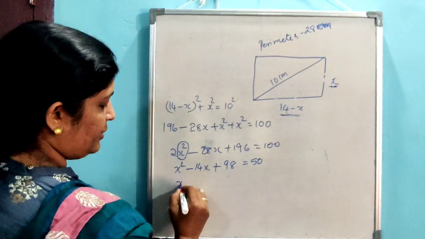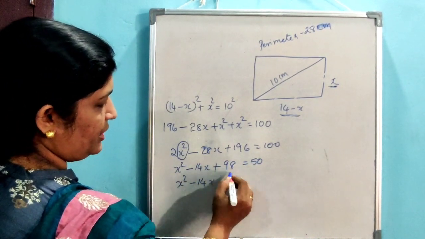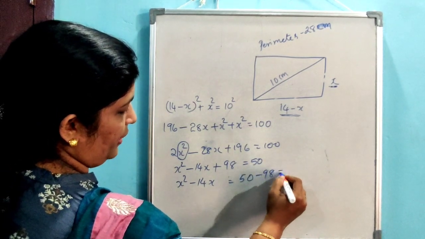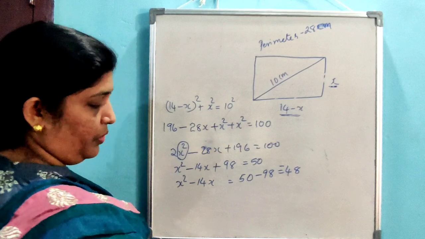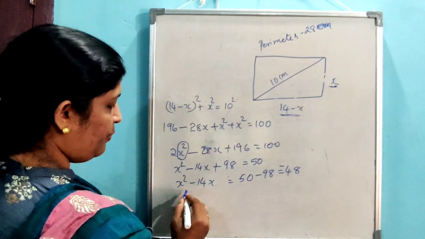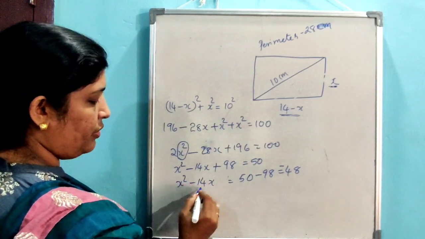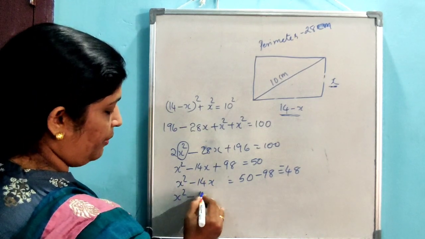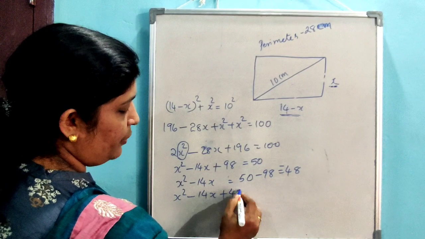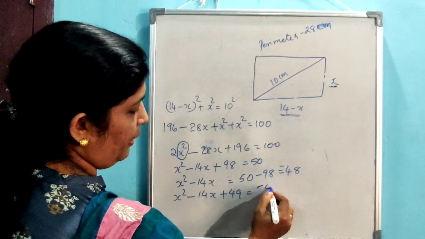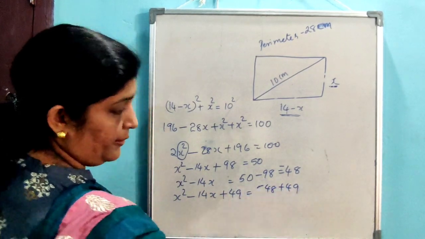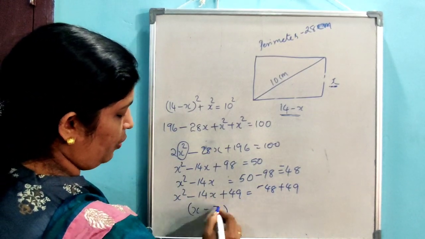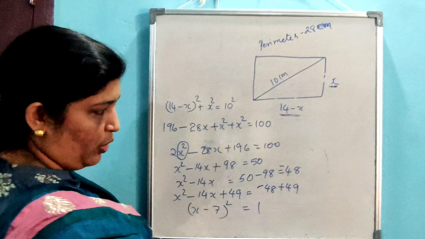So x square minus 14x, move this 98 to the other side. Then we have 50 minus 98, which is equal to negative 48. Then add to both sides half of the square of the coefficient of x, that is x square minus 14x plus 49 on both sides. Here minus 48 and here plus 49. So this part becomes x minus 7 the whole square, and this is equal to 1.